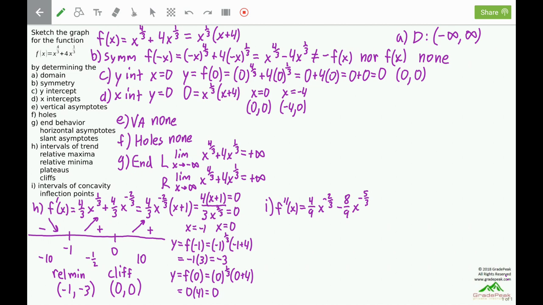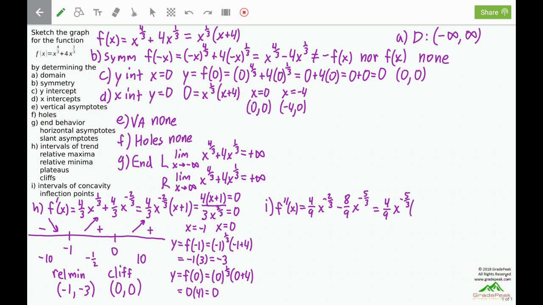We want to fully factor the second derivative. There's a common factor in the numerator from the 4 and the 8 of 4. There's a common factor in the denominator of 9. And we can factor out x to the lower of the two powers. That will be the negative 5/3. It's lower by being more negative. So x to the negative 5/3 power.